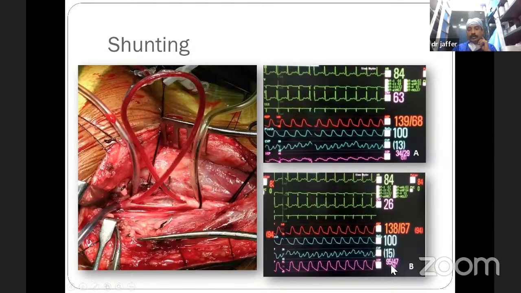Okay, so intermittent shunt placement is done by some surgeons, or else whenever some neurological deficit occurs at the time of clamping of the common carotid artery, some of the surgeons place the shunt. So these are the two scenarios where the shunt is placed.